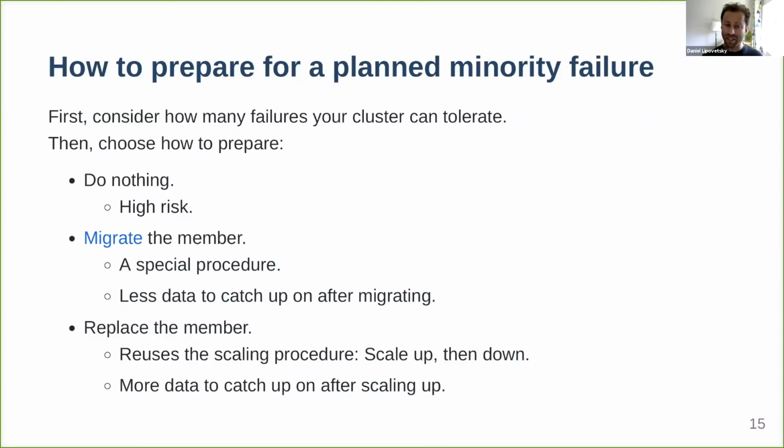First, I want to consider how many failures your cluster can tolerate. If you have 3 members, you can tolerate at most 1 failure while still being able to accept reads and writes. So if we want to patch the kernel on one of these hosts, we can do that. We know that etcd will continue to be up, and thus our very important control plane and API will continue to run.